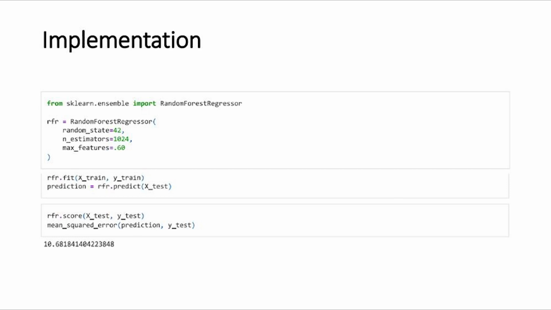So, like this, we have defined the hyperparameters for the random forest regression, and then we will quickly fit it, or train it, over the training dataset, and then make our predictions using the predict method over the testing dataset. At the end, we are comparing the predictions with y test and getting the mean squared error from the predictions, which comes out to be 10.681.